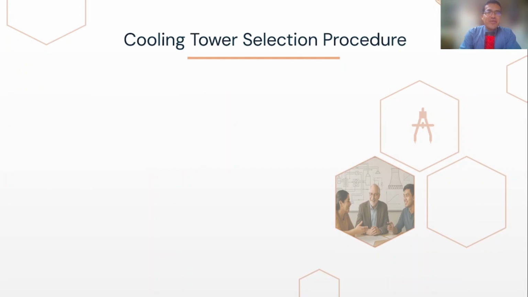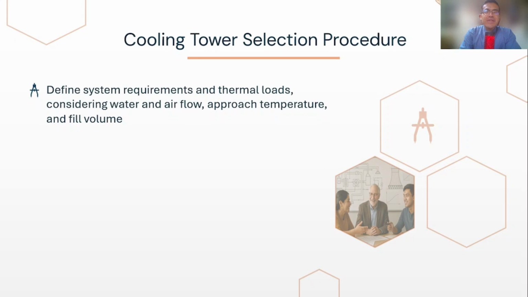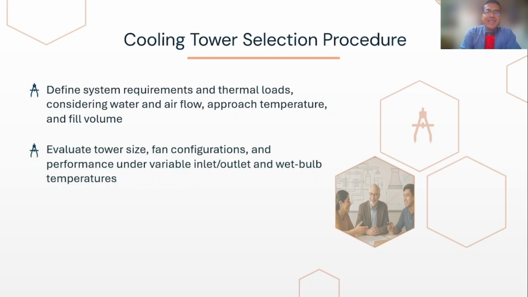Cooling tower selection procedure. So we begin by defining the cooling load, desired approach, and flow conditions. Fill volume and approach temperature are crucial because they determine how close we can cool water to the wet bulb limit. Next, we assess tower characteristics like volume, fan type, and inlet-outlet water temperatures. Variable speed fans allow tighter control, especially when paired with higher inlet temperatures that improve cooling potential.